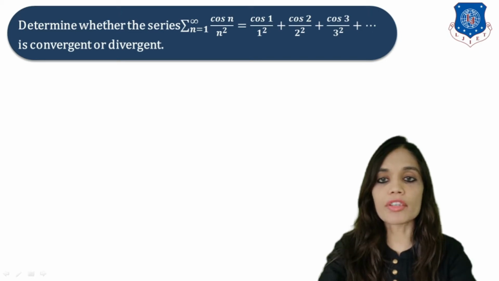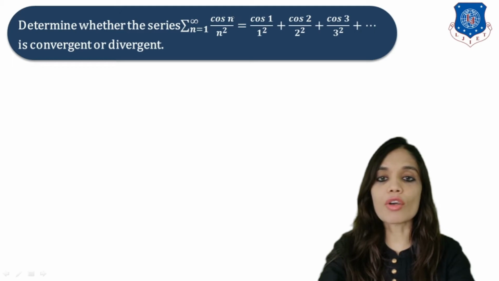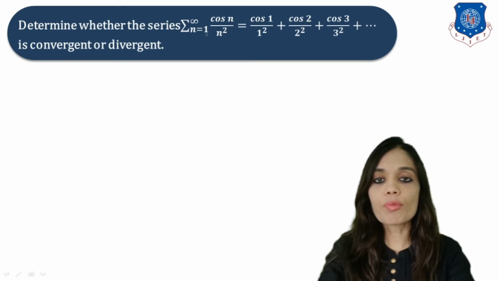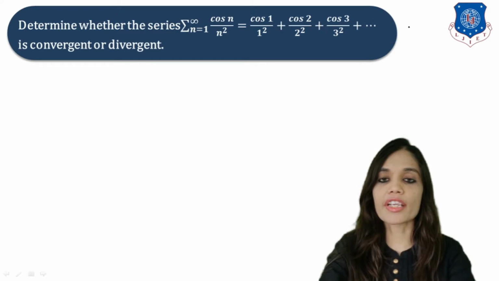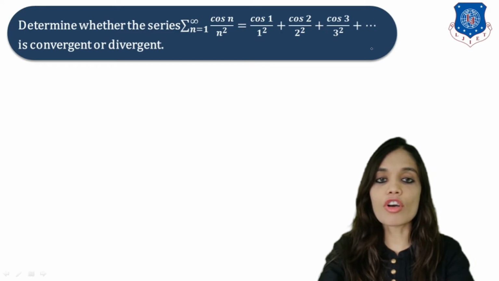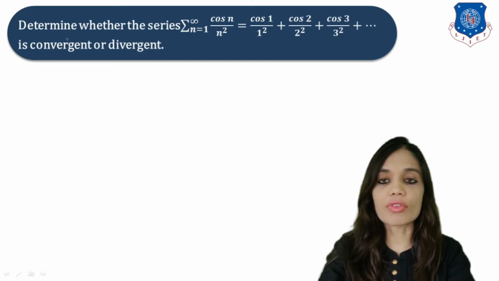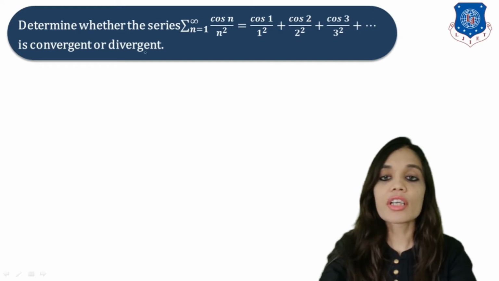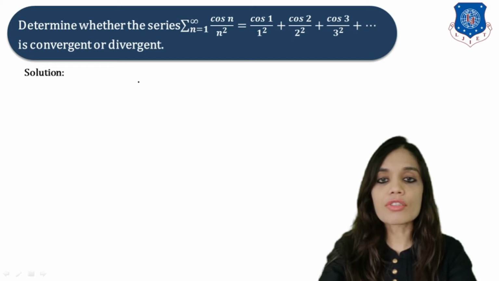Here we have to determine whether the series summation n equals 1 to infinity cos n upon n² converges, which can also be written as cos 1 upon 1², then put n equal to 2, so you will get cos 2 upon 2² plus, and so on. So this is a series of positive terms, right? And we have to determine whether it is convergent or divergent. Now let us begin with the solution.